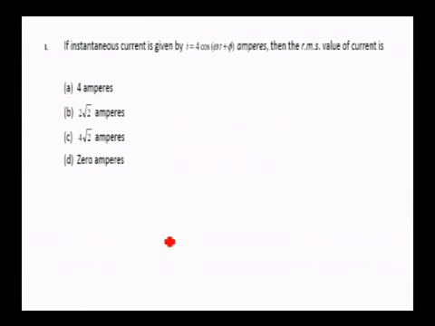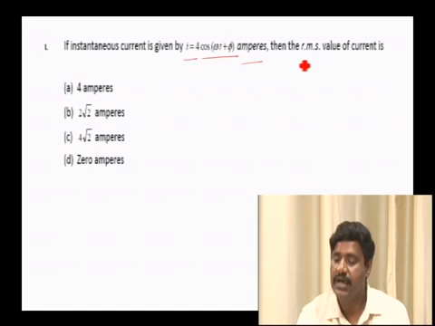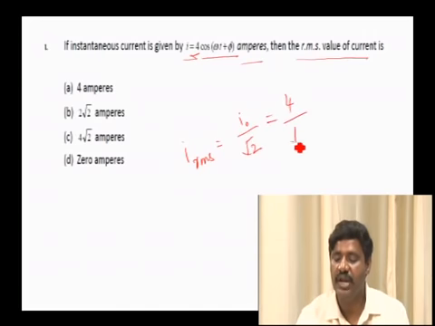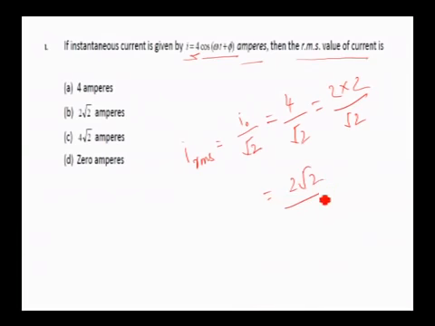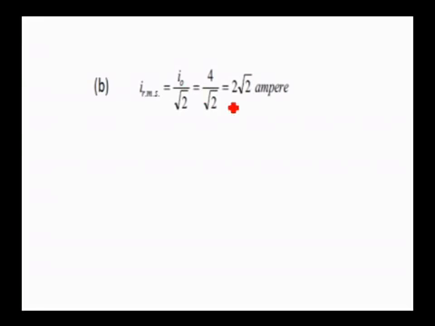Let us go with the MCQs. We have an expression I is equal to 4 cos omega t plus 5 ampere. Then the RMS value: we have an expression for RMS value. RMS is equal to I naught divided by root 2. This is the peak value, which is 4 divided by root 2, and 4 is nothing but 2 into 2 divided by root 2. 2 by root 2 is nothing but root 2, so that is equal to 2 root 2 ampere. That is option B. It can be done like this, I naught by root 2.